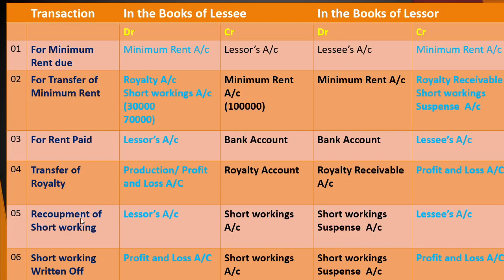See the fifth one, recoupment of short working. The recoupment means adjustment. So we are adjusting short workings with surplus. Short working represents that we are making payment of an excess amount to lessor.